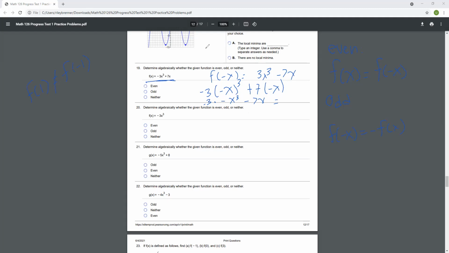Now, since I have my f of negative x, I'm going to go ahead and erase the work I did to find that. Now I'm going to go ahead and look for negative f of x, right? And so that would just be taking a negative number, and doing a negative out in front of the original function.